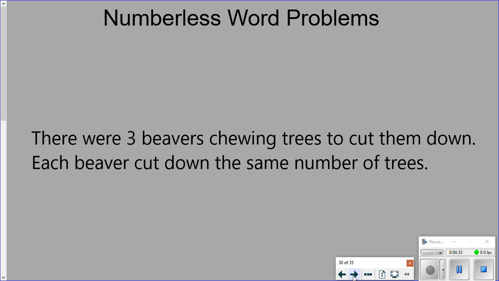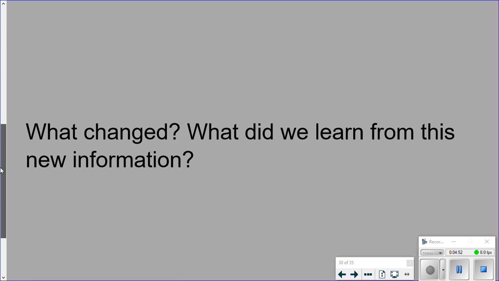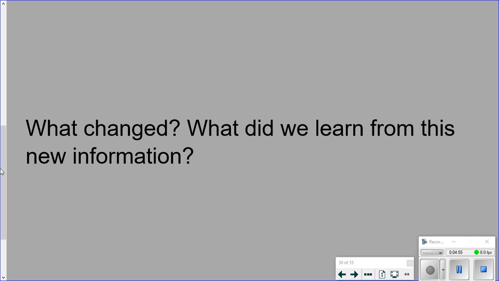So I'm going to add you some more information. Same story, but this time it says there are 3 beavers chewing trees to cut them down. Each beaver cut down the same number of trees. Same thing. So it's the same story, but what changed? What new information did I give you on this one? Liam, what's some new information I gave you? It's the beaver story, but I gave you one new piece of information in this version.